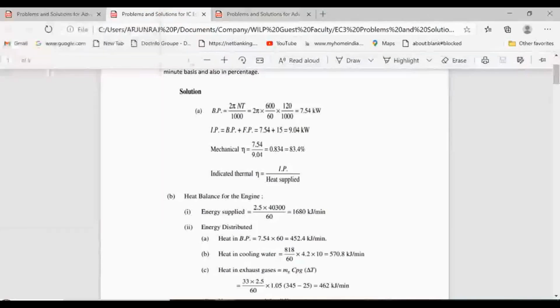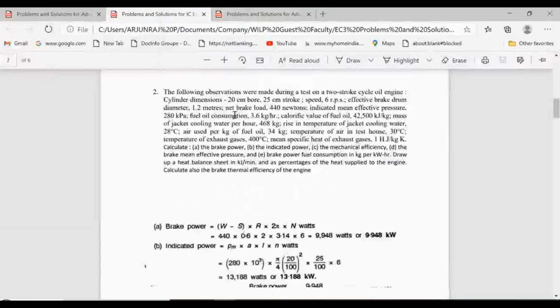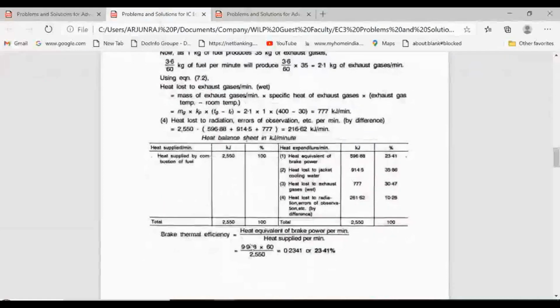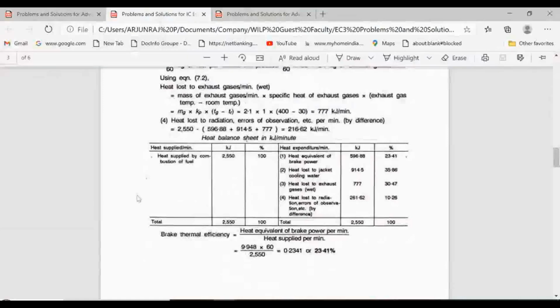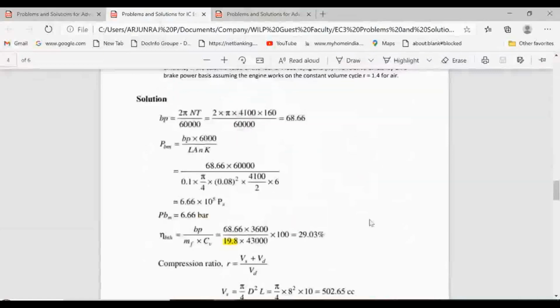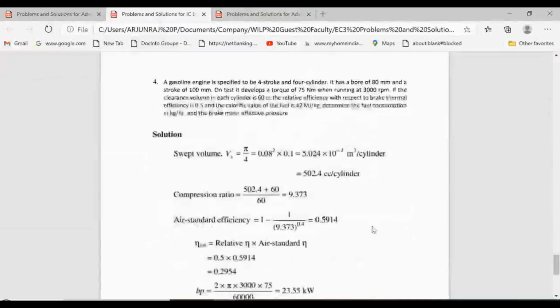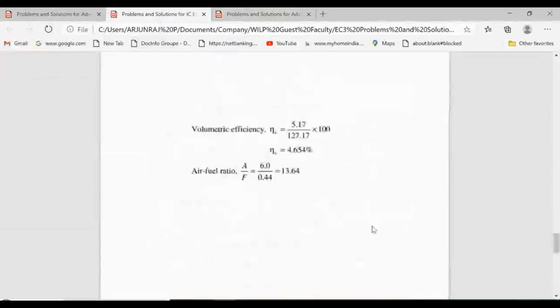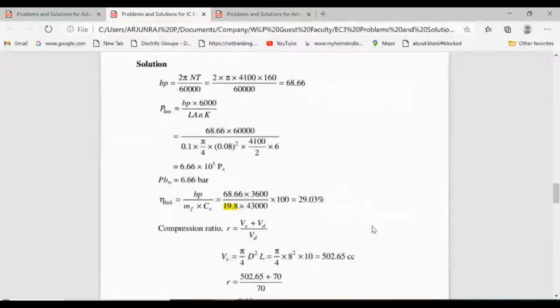Similarly, when you're asked to calculate the brake power, you need to find the brake thermal efficiency like this. In the last problem it was indicated power thermal efficiency; in this problem it is brake thermal efficiency. I hope you understood these two problems. If similar problems come, you have to answer them. Now we go to the third problem. The third and fourth problems are very easy, but we will do them.